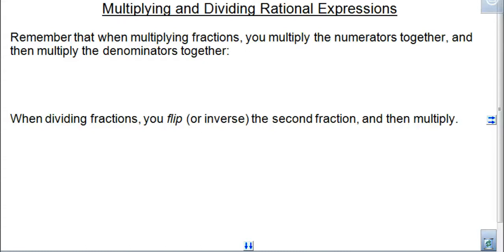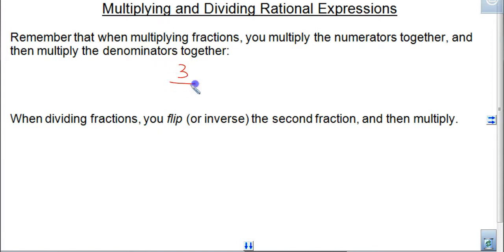In this lesson, we'll be looking at multiplying and dividing rational expressions. Because rational expressions are so similar to fractions, the same way that we multiply and divide fractions is what we'll be doing here as well. Remember that when you're multiplying fractions, you multiply the numerators together and then multiply the denominators together. Basically, you multiply across the top and then across the bottom.